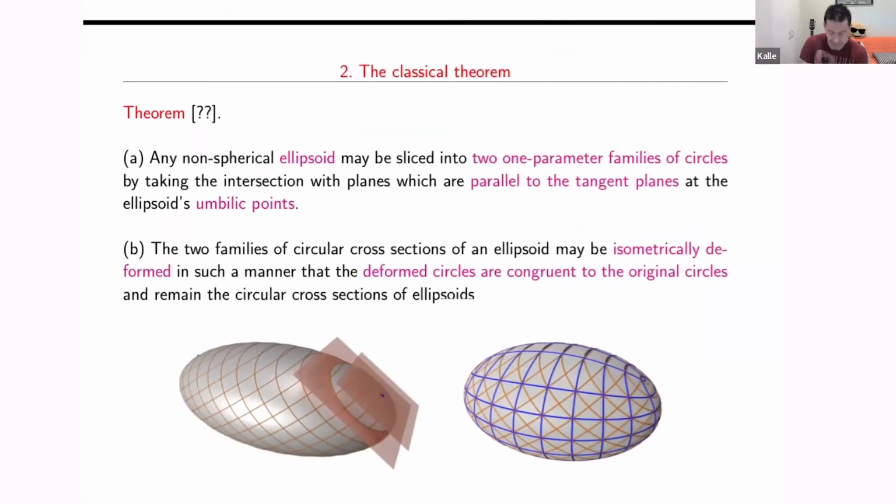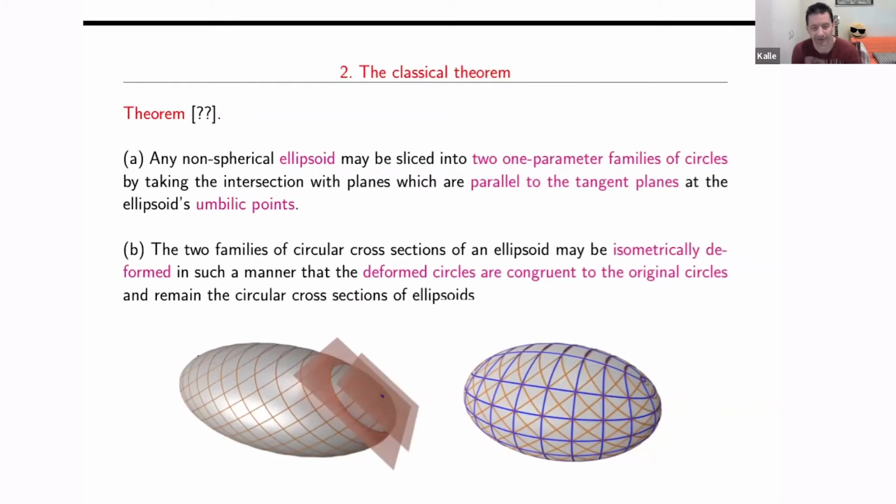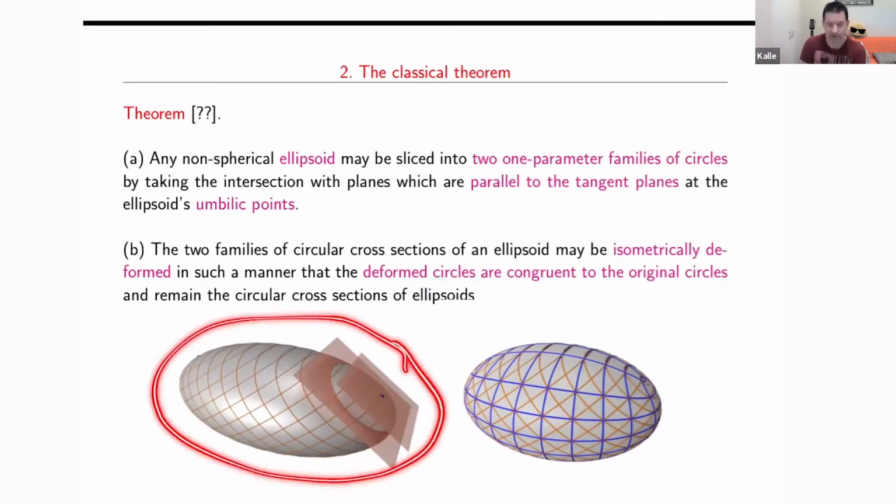And there are two parts to it. So the first thing which I found amazing when I first learned about it: if you have an ellipsoid and you take a slice with a plane, of course you get an ellipse, right? So you get a conic section. But if you do it in a certain manner, you actually get a circle. And in fact, there are two one-parameter families of circles if you cut the ellipsoid appropriately.